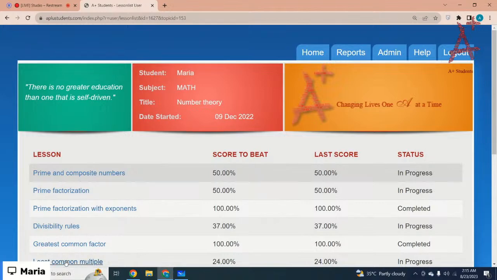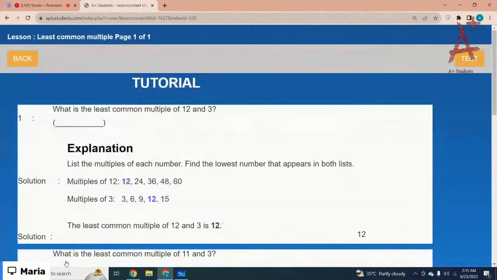Let's just start with the lesson. What is the least common multiple of 12 and 15, right? So we just did greatest common factor. Now we're going to start least common multiples, right? You have to write down the multiples now. Just a small difference between factors and multiples, right? Do not confuse between the words.